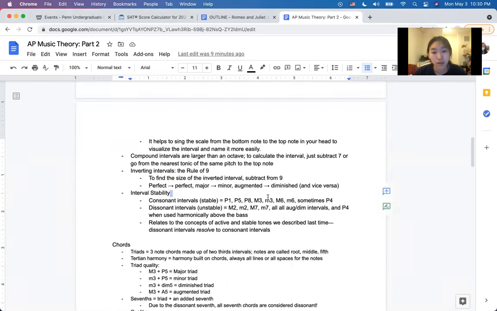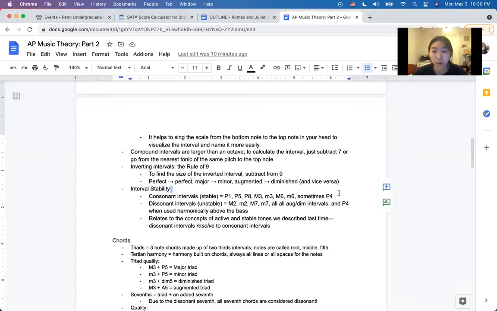So for interval stability, remember how we mentioned last time that some notes are more active, more unstable than others, and there are notes that are more stable than others. This really relates here with consonant and dissonant intervals. Perfect first, perfect fifth, perfect octave, major and minor thirds and sixths, and occasionally perfect fourths are all consonant, or stable, intervals. Basically just ones that sound good if you play them. They don't make you want to cringe and hurry up and play a different note. That's how you know it's a consonant interval.